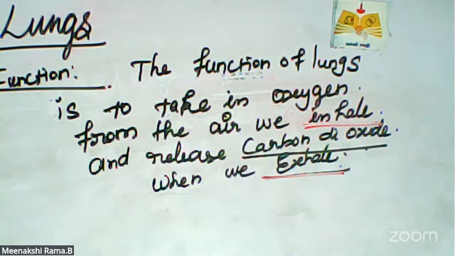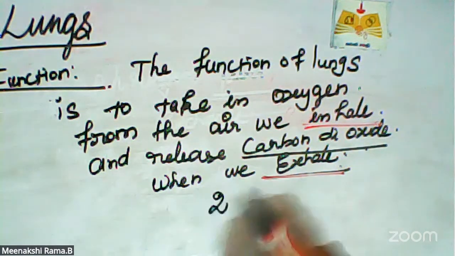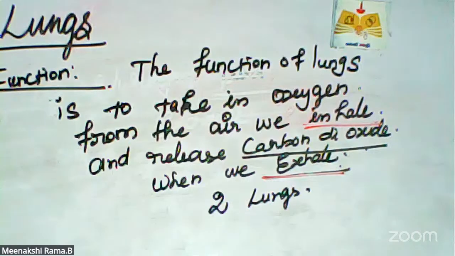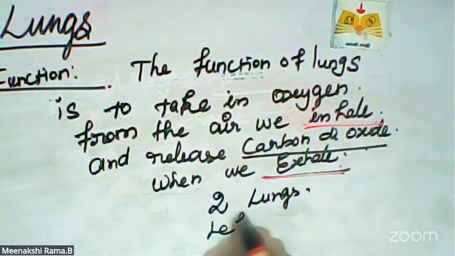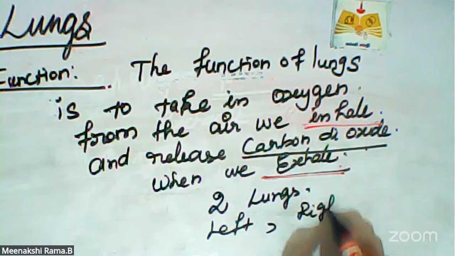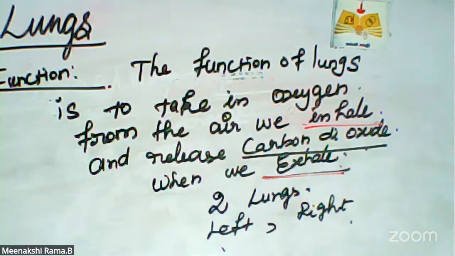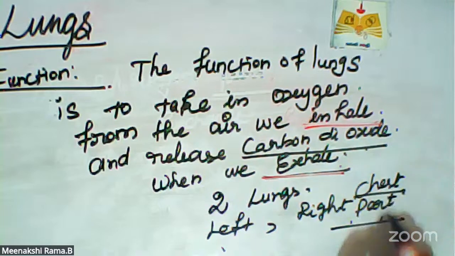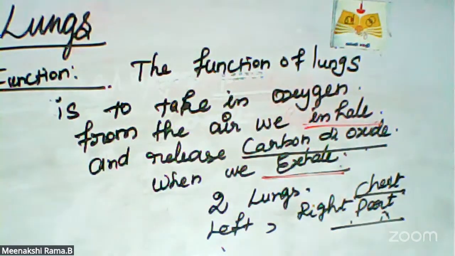How many lungs are present in our body? There are 2 lungs in our body. Humans have 2 lungs, one left and one right. They are present in our chest part only. The right lung has 3 lobes, while the left has only 2 lobes.